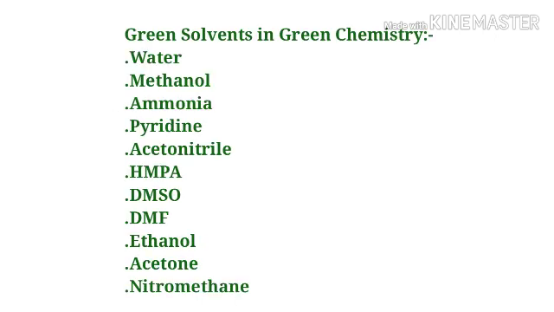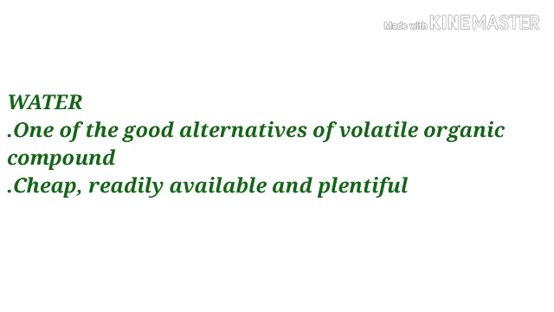Green solvents in green chemistry: water, methanol, ammonia, pyridine, acetonitrile, HMPA, DMSO, DMF, ethanol, acetone, nitromethane. These are the examples for green solvents. Water is one of the good alternatives to volatile organic compounds. It is very cheap, readily available and plentiful. So, it is one of the greenest solvents.